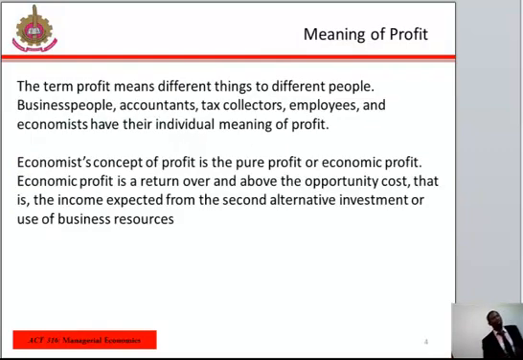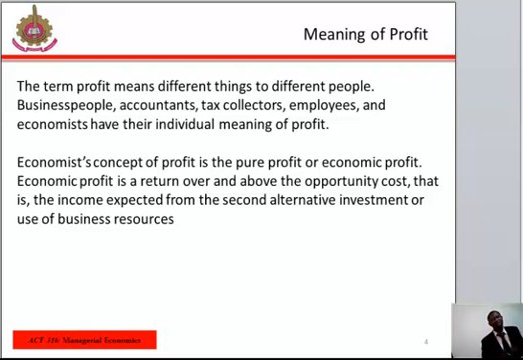Meaning of profit. The term profit means different things to different people. Business people, accountants, tax collectors, employees, and economists have their individual meaning of profit. In its general sense, profit is regarded as income accruing to equity holders in the same sense as wages accrue to the workers. Rent accrues to owners of rentable assets, and interest accrues to the money lenders.